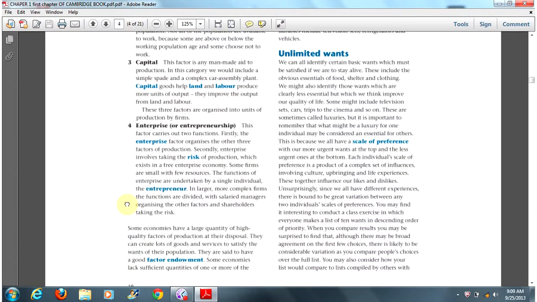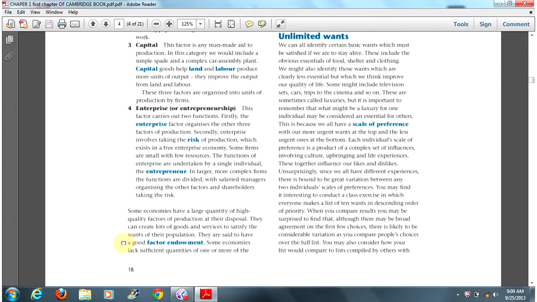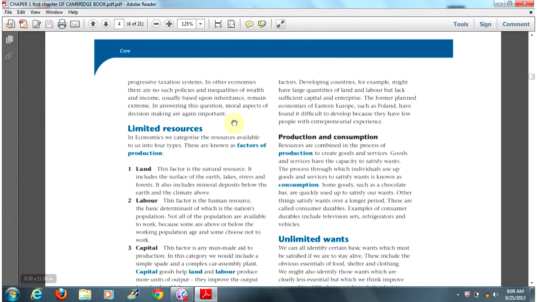Some economies have a large quantity of high quality factors of production at their disposal. They can create lots of goods and services to satisfy the wants of their population. They are said to have a good factor endowment. Some economies lack sufficient quantities of one or more factors. Developing countries, for example, might have large quantities of land and labor, but lack sufficient capital and enterprise. The former planned economies of Eastern Europe, such as Poland, have found it difficult to develop because there are few people with entrepreneurial experience.